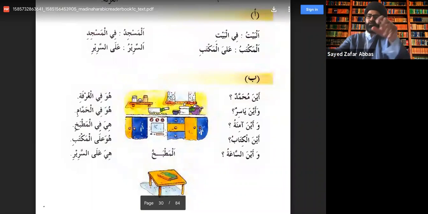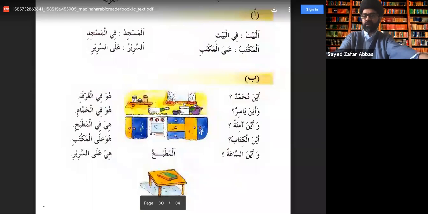Okay. So now you notice that we said hiya fil matbakhi. She is in the kitchen. Right? The third sentence, we said, wa Aina Amina? Where is Amina? Hiya fil matbakhi. She is in the kitchen. And then Aina as-sa'a? Where is the watch? Hiya ala as-sarir. So she is on the bed. But of course, we will not say she, we will say it, because the watch is it. But in Arabic, it's either huwa or hiya.